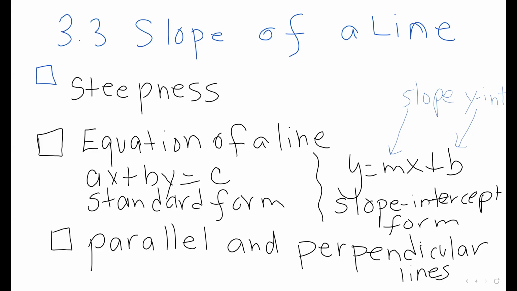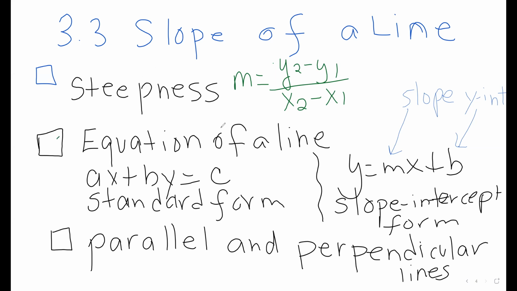So in 3.3, there are three things we'll be learning about. First, the slope of the line, which is the steepness of a line. In order to get that steepness, we have to make sure we understand the slope. We know the slope formula is y sub 2 minus y sub 1 divided by x sub 2 minus x sub 1. This is just a formula to find the slope of a line when we have 2 points.